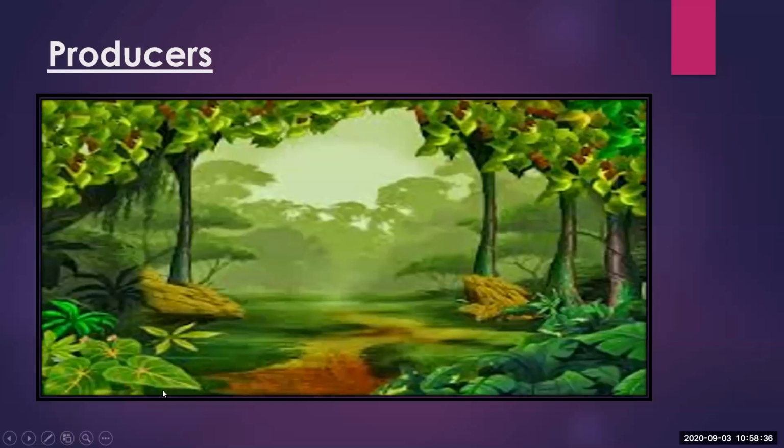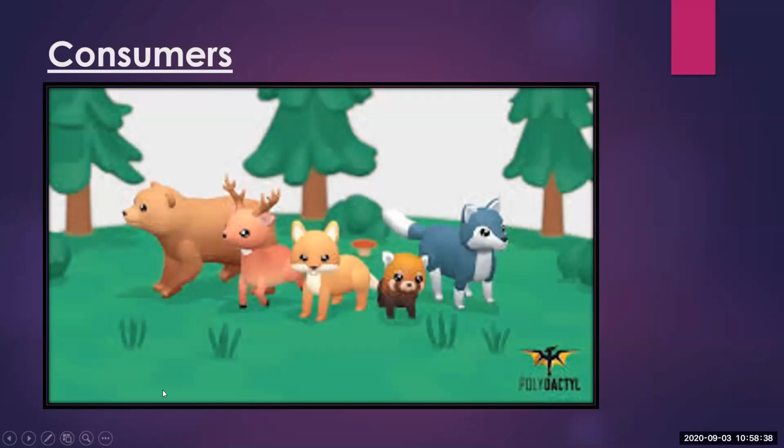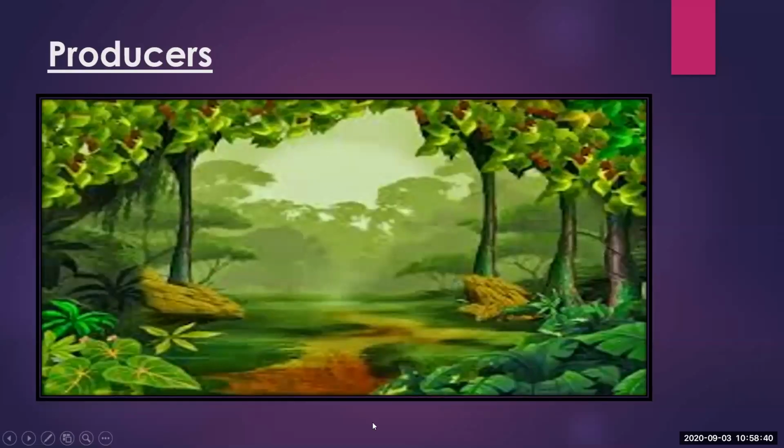What is the meaning of autotroph? All organisms that produce their own food through the process of photosynthesis are called autotrophs or producers. Green plants are the producers of the ecosystem. All the green plants are what? Producers of ecosystems. So these are the green plants which are the producers of the ecosystems and produce their own food through the process of photosynthesis.